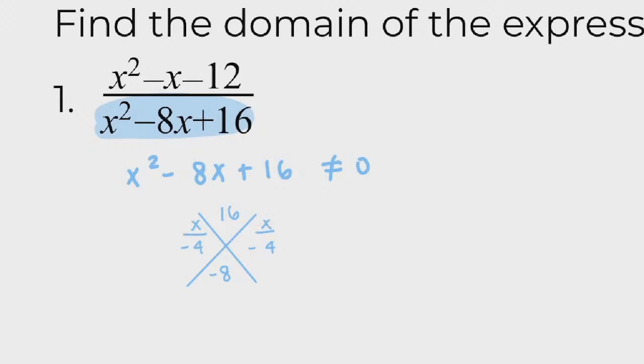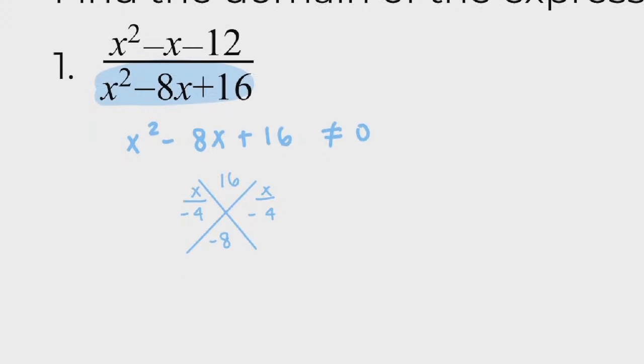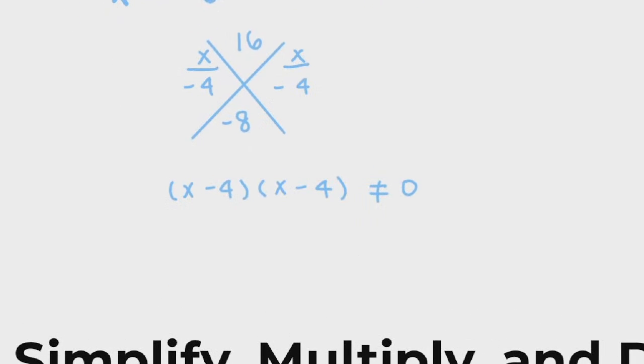And x is going to go on top. So you can use the x method, or if you notice, this is a perfect square trinomial. So this will factor into x minus 4 times x minus 4. And that cannot equal 0. So now we want to solve for x. Since they're both the same, we can just solve one equation. So x minus 4 cannot equal 0. We're going to add 4 to both sides, so x cannot equal 4. And this will be the domain.